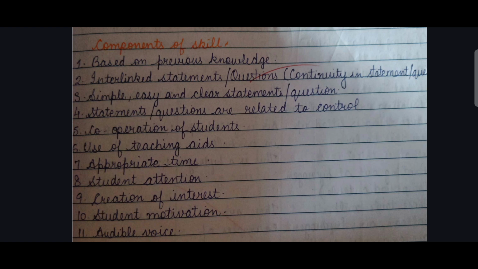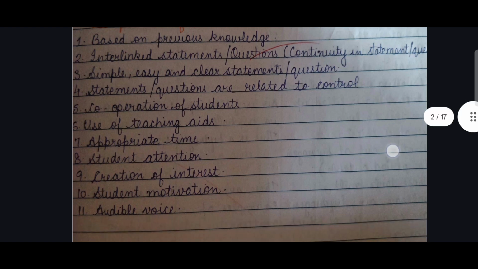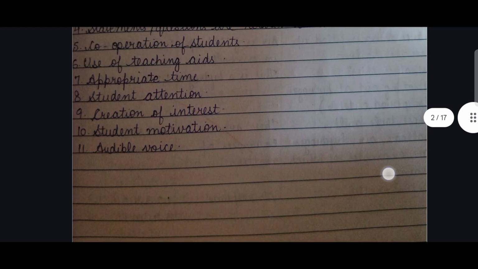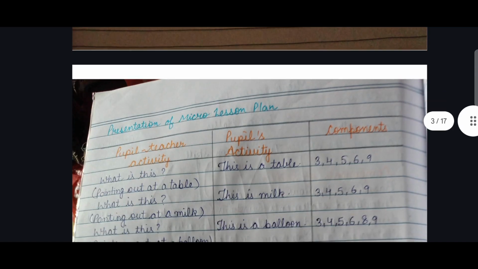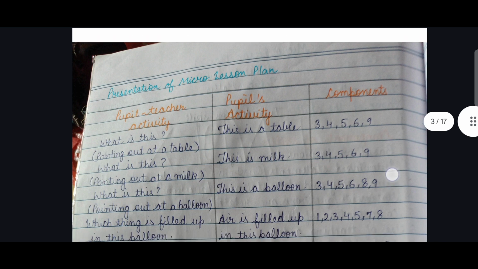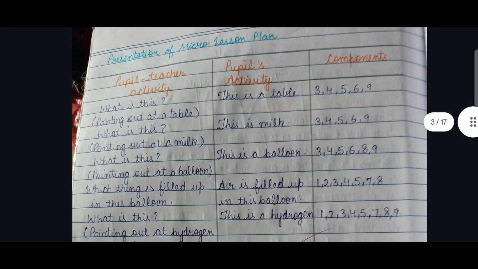Then second is that statements or questions are related to control. The answer to the question should be in a controlled manner. These questions should not have many answers or infinite answers. So these should be controlled, and you have to keep this in mind while preparing these questions. Next you can see other questions that are asked.